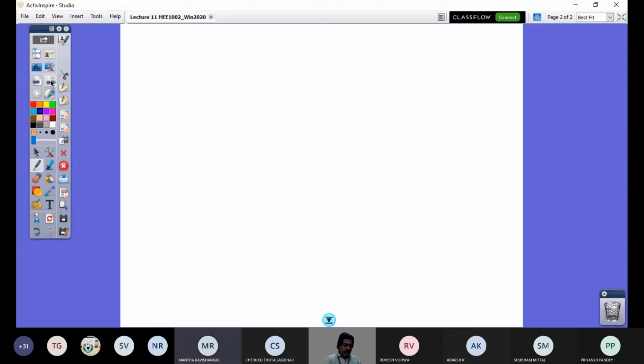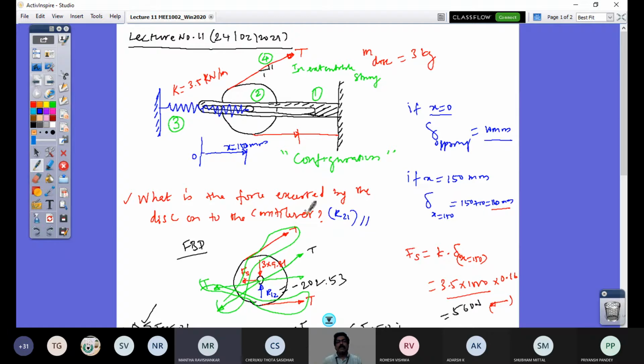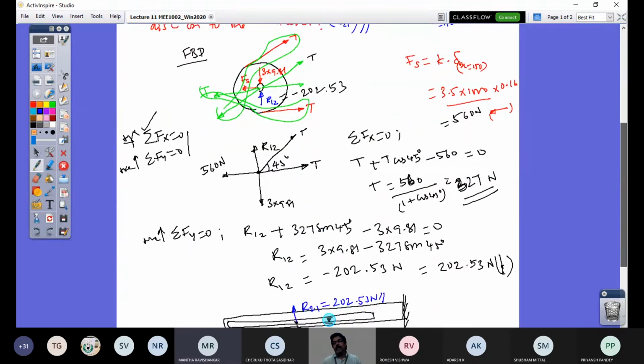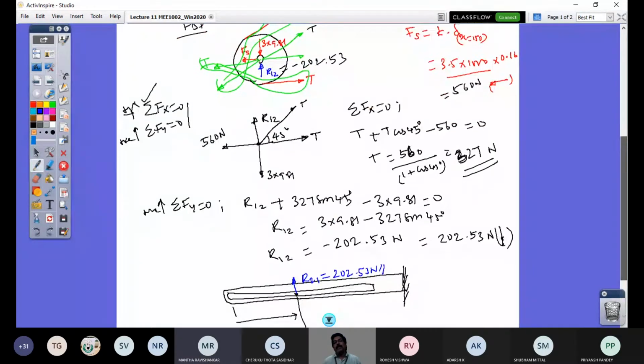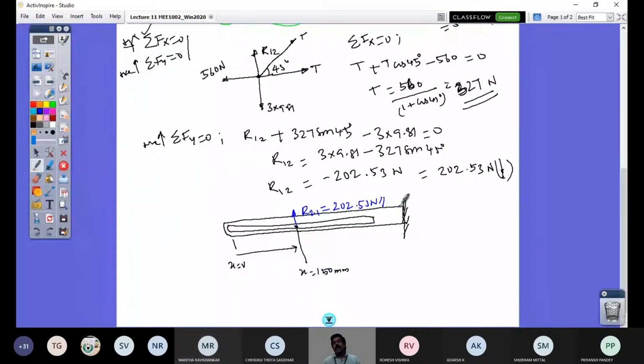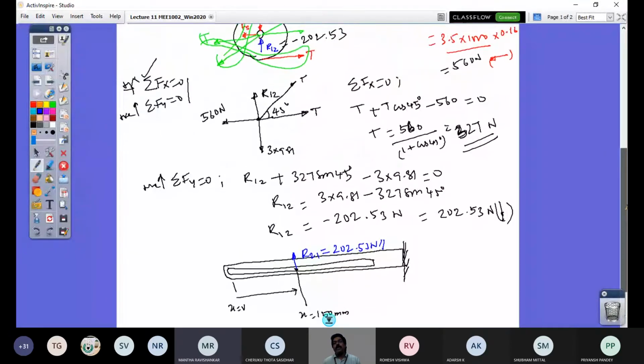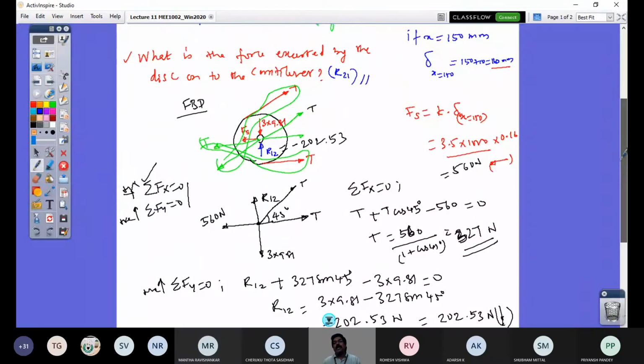Sir, in the previous problem, it is asked what is the force exerted by the disc onto the cantilever, no, sir? Correct. Sir, then why are we drawing a free body diagram of the cantilever in the end? We need to draw it for the disc, no, sir? I'm not drawing the free body diagram of the cantilever. I have not drawn the free body diagram of the cantilever. I'm just showing, as a representation, what is the force exerted by the disc onto the cantilever.